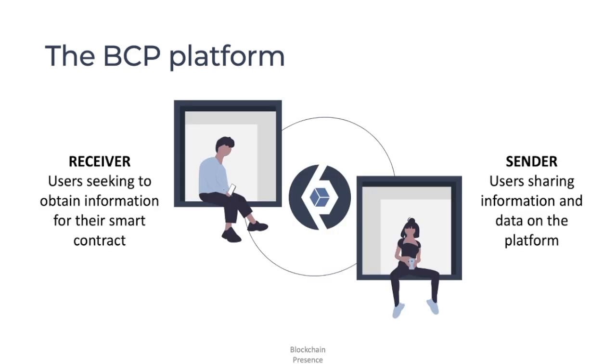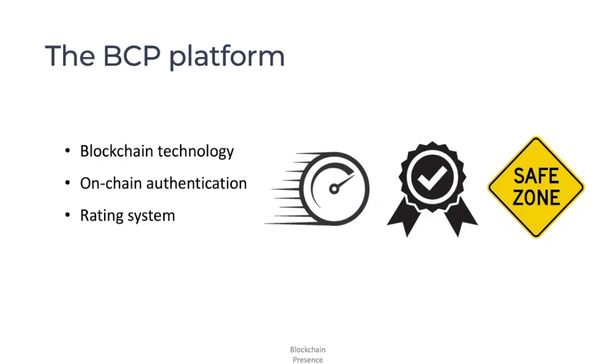You can think of BCP as a platform with two sides. On the one hand, there are the owners of smart contracts that seek to obtain information about certain events. We call them receivers. And on the other side, we have users sharing information about certain events. We call them senders. And that's it. There is no intermediary, court, lawyer, or third party involved. Just senders and receivers.